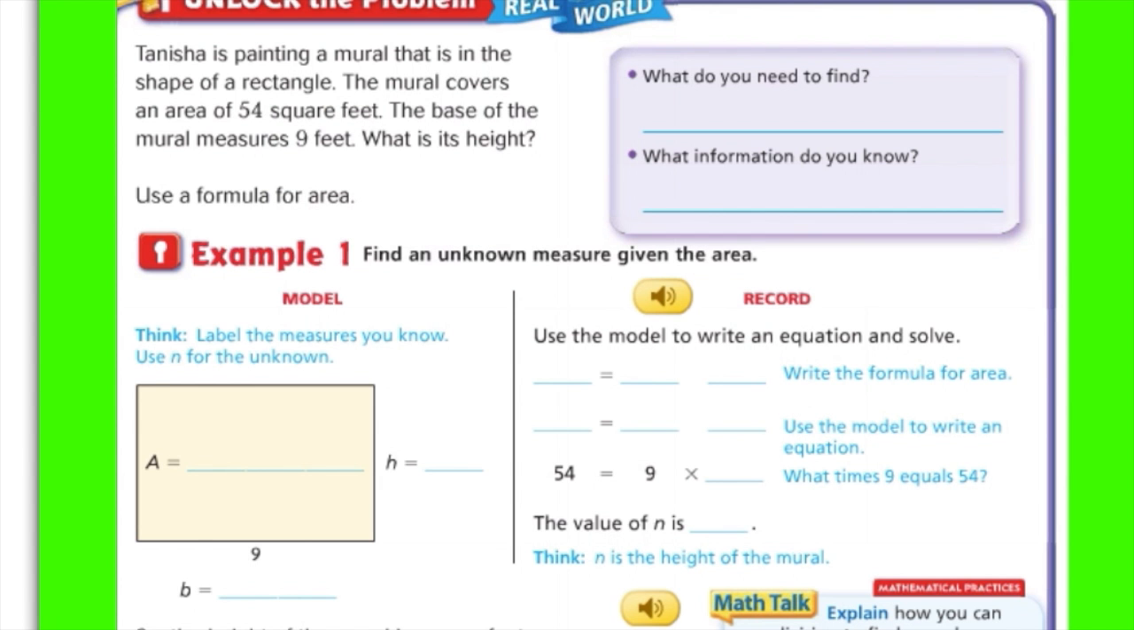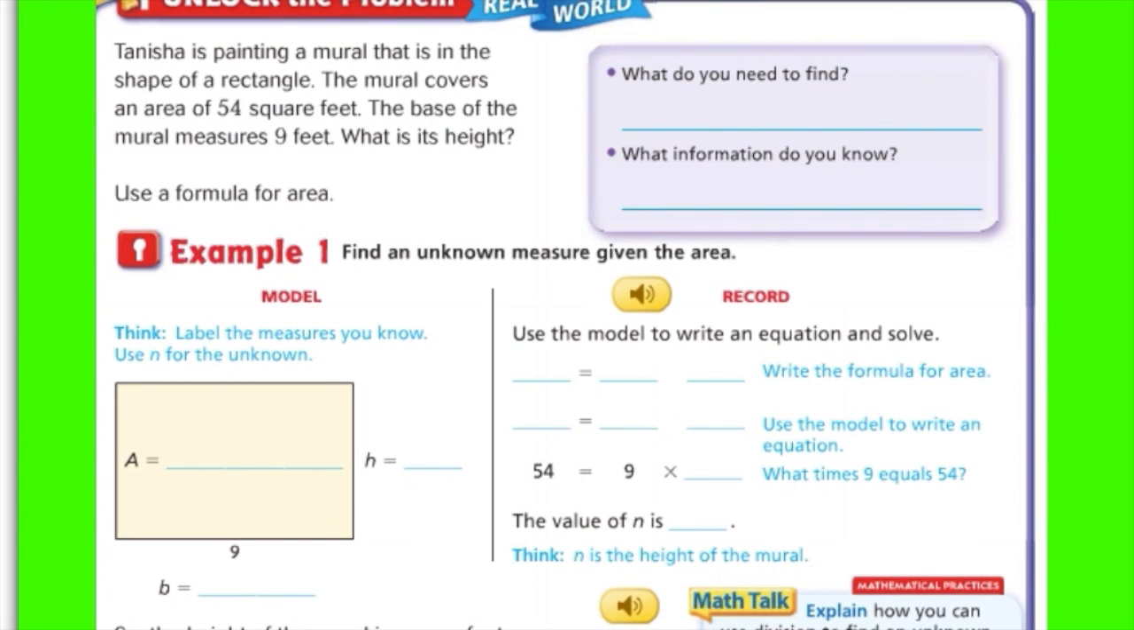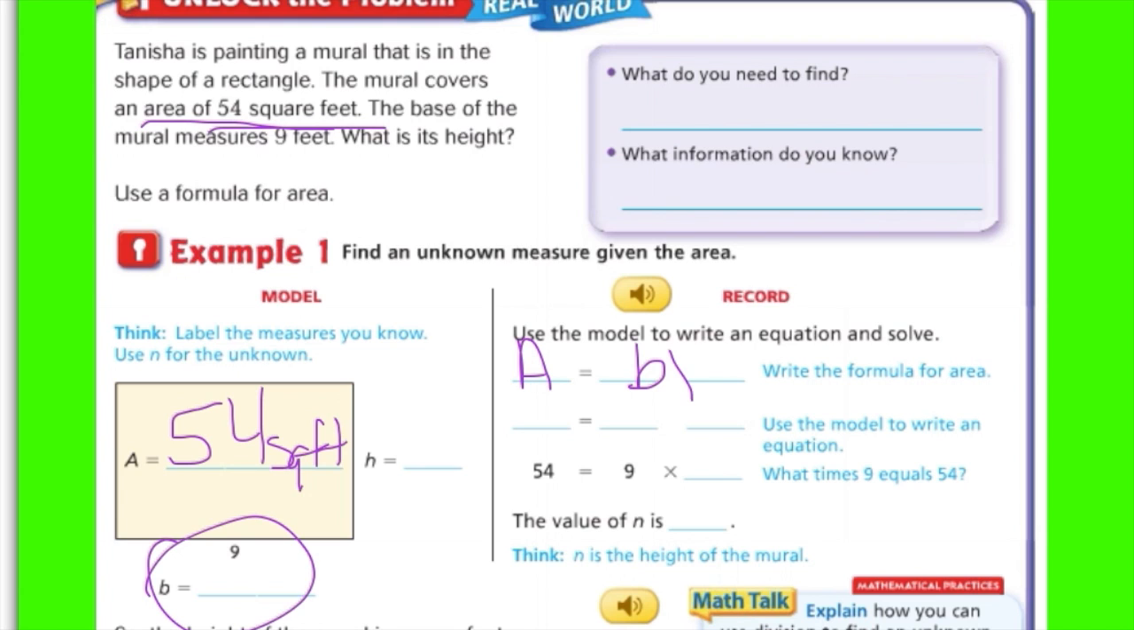Okay, they have given us information of 54 square feet. So I know that the area, it says area is 54 square feet. I know that the area is 54. They've given me the base as well. So I now have to think of what the area is, and it's base times height. That is the formula for area.